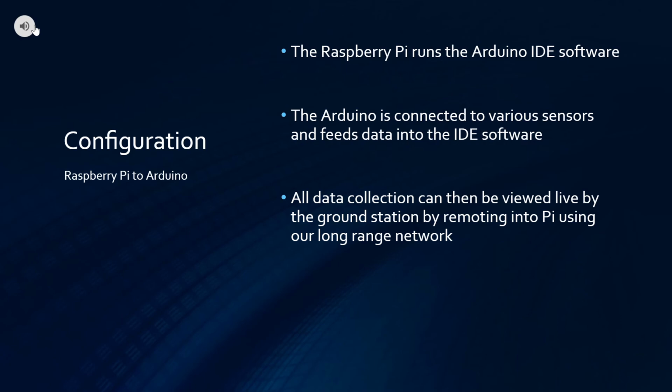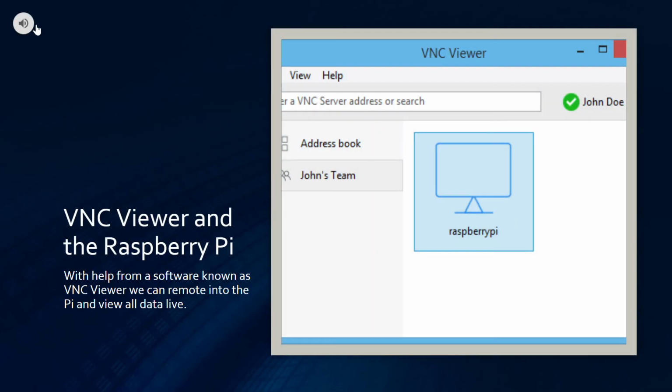Thanks to our wireless network, we could view this serial monitor on the ground station that is plugged into the laptop by remoting into the Pi, once again, thanks to the wireless network. What's great about remoting into the Raspberry Pi is that we can use a software called VNC Viewer that allows us to have complete and total control of the Raspberry Pi and in turn the Arduino and see all data collection live and remotely.